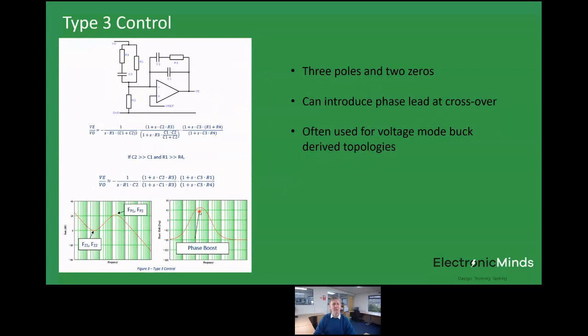That double pole pair in the power stage will always give you 180 degrees phase shift. So if you really want to cross over at high frequencies, you have to do something about your phase in that system. When you use other methodologies like peak current mode control, for example, you don't have that complex pole pair to deal with anymore.